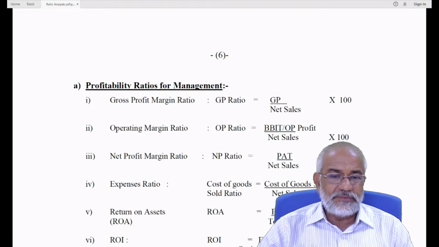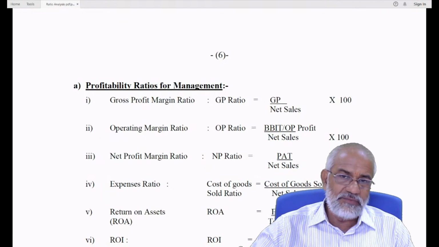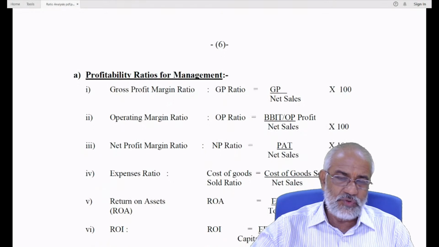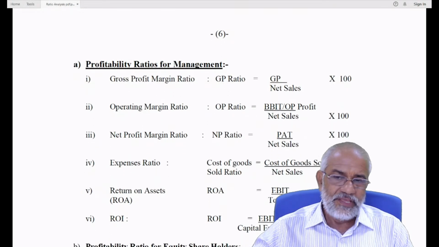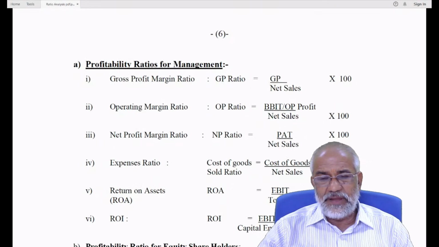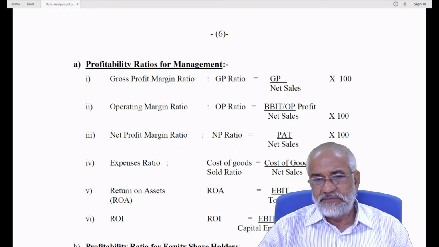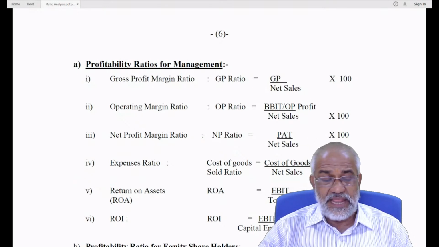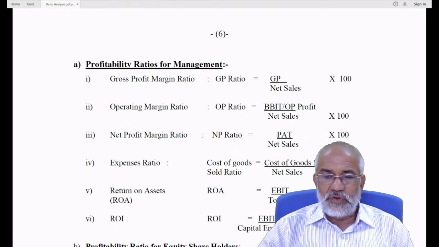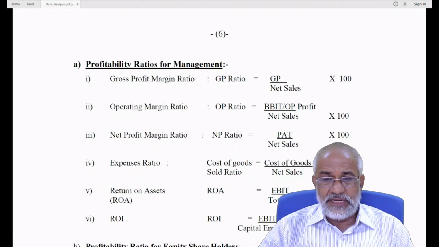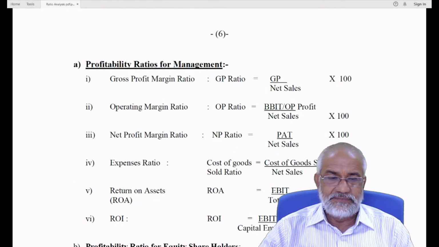So after calculation of the expenses ratio, the next category of profitability ratio where the management is interested is return on assets, ROA. Return on assets is calculated by dividing EBIT, earnings before interest and tax, by total assets into 100. That would be the return on assets. Total assets include all the tangible as well as the intangible assets.